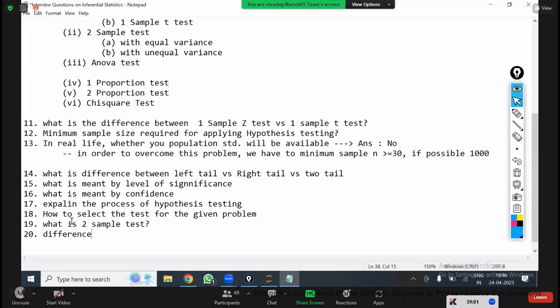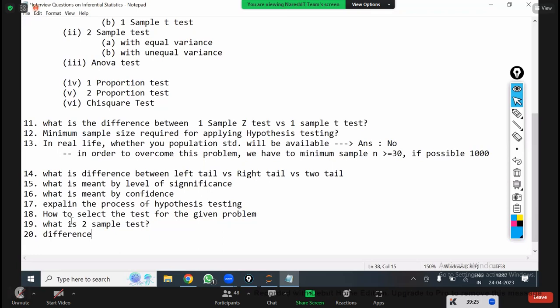Sir, the same test we have done in two sample also. Two sample also same, ANOVA test also same. Both check with respect to analysis of variance. In a two sample test also, we check whether both the samples are having the same variance or not. Then what is the difference between both of them? What is the difference between two sample test versus ANOVA?